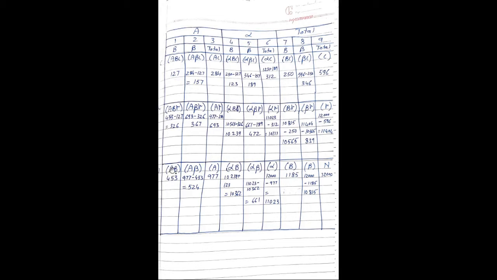Now see, we are given AB value 453. We are given ABC value 127. So we can find the value of AB gamma as 453 minus 127 will give us 326.